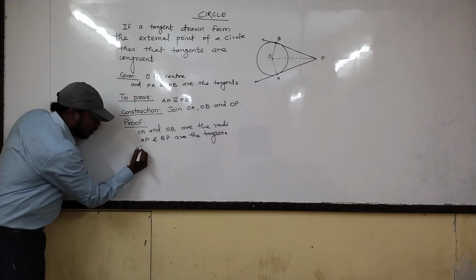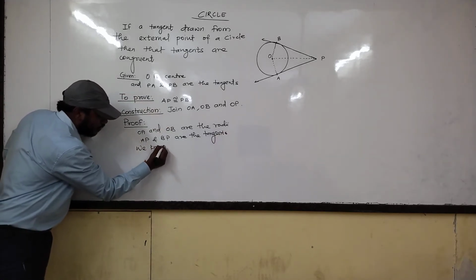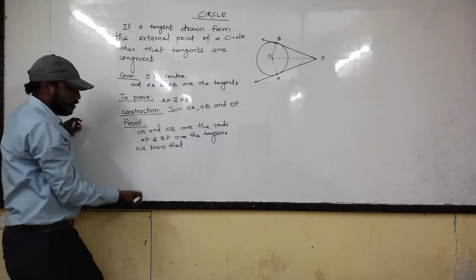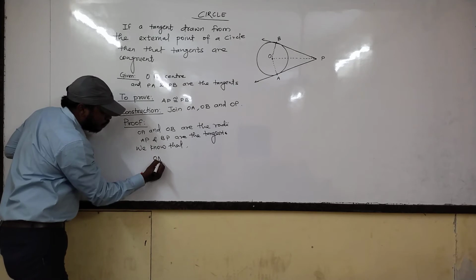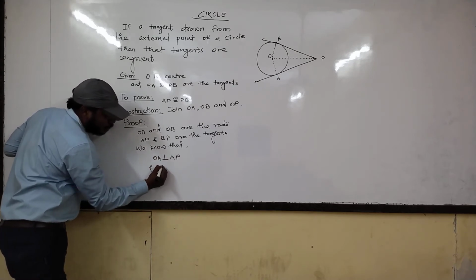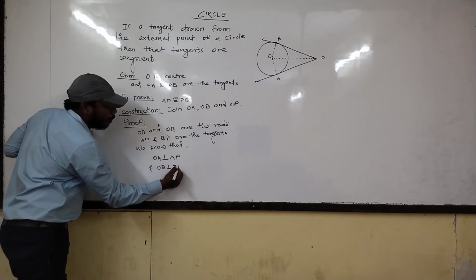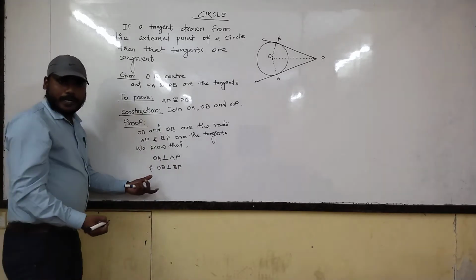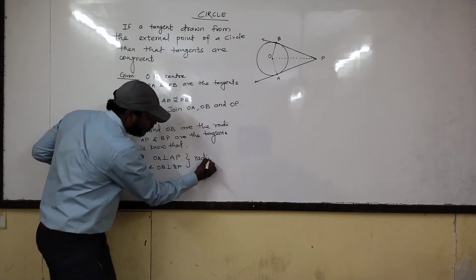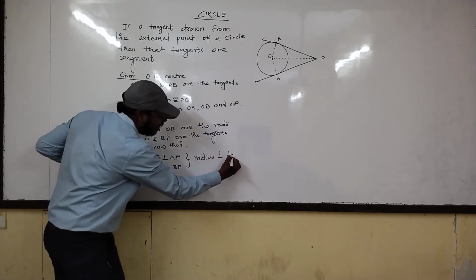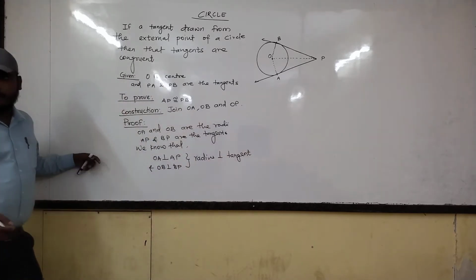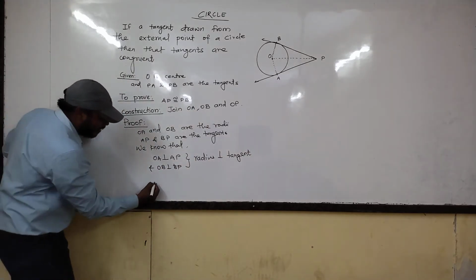We know that a radius is perpendicular to the tangent. So we will say that OA is perpendicular to AP and OB is perpendicular to BP. These two are perpendiculars because of the statement that a radius is perpendicular to the tangent.